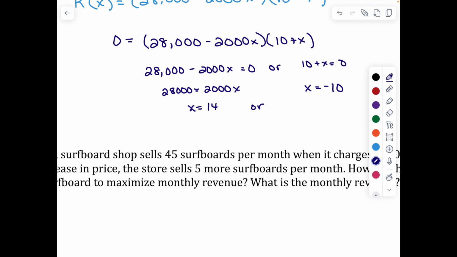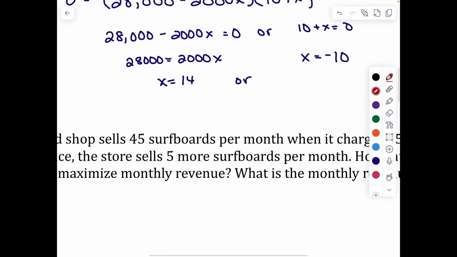Again, we are looking for that vertex. We are not there yet. We're going to take the average. If we were to look at this on a graph, our parabola, our quadratic function, would cross the x-axis at 14 and negative 10. So our vertex is going to be halfway between those two. So we say x equals 14 plus negative 10, divided by 2. So we have 4 over 2, which equals 2.